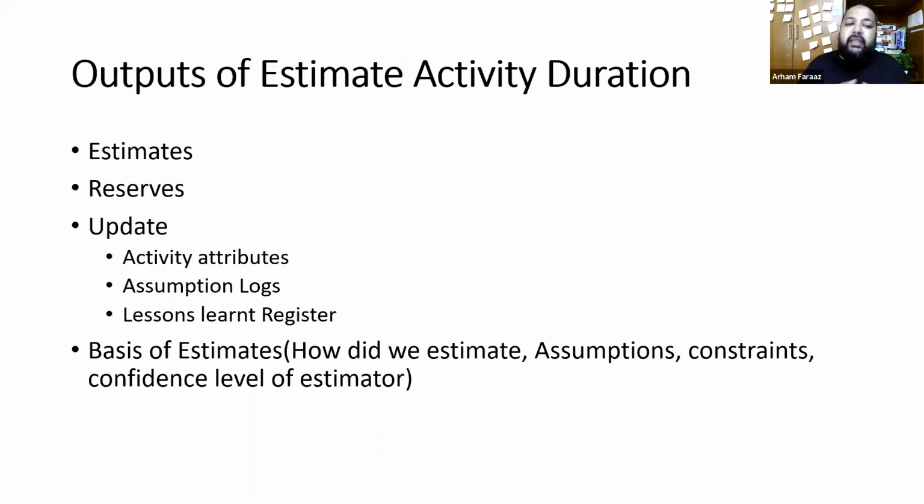Okay. So finally, coming towards the outputs of estimate activity durations, we have got the estimates. We get the estimates on the activities. We get the reserves. The contingency reserves are there. We update the activity attributes, assumption logs, lessons learned register, and then we also update the basis of estimates. Like for example, how did we estimate? What were the assumptions? What were the constraints? What is the confidence level of estimators? So all these things are outputs of estimate activity durations.